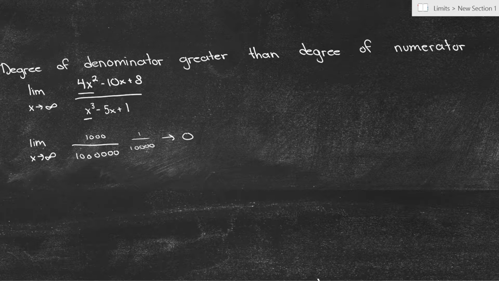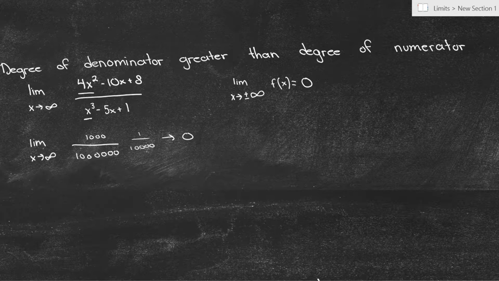I'm sorry if that was a confusing explanation, but in general, all you need to know is that the limit as x approaches positive or negative infinity, when the degree of the denominator is greater than the degree of the numerator, of f of x equals 0 every time.